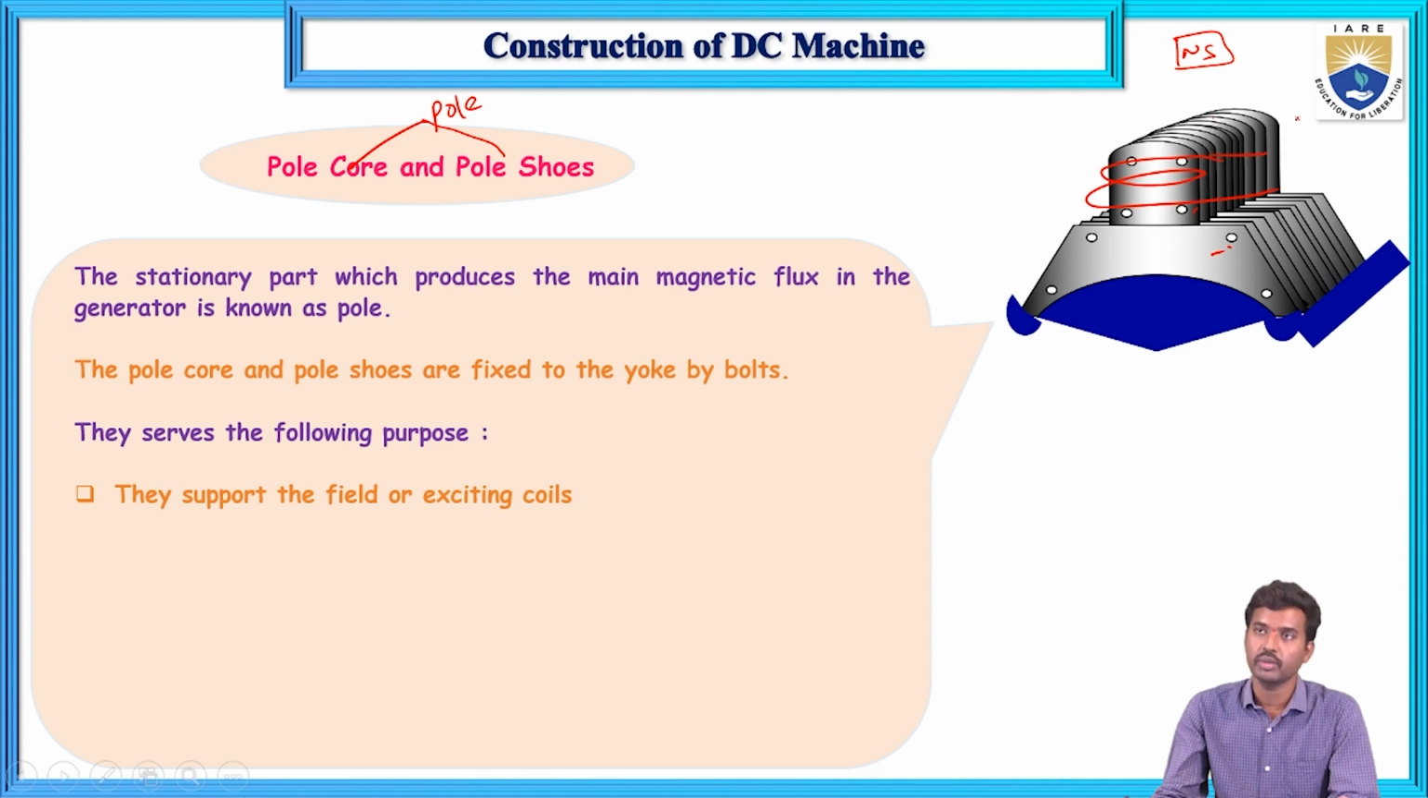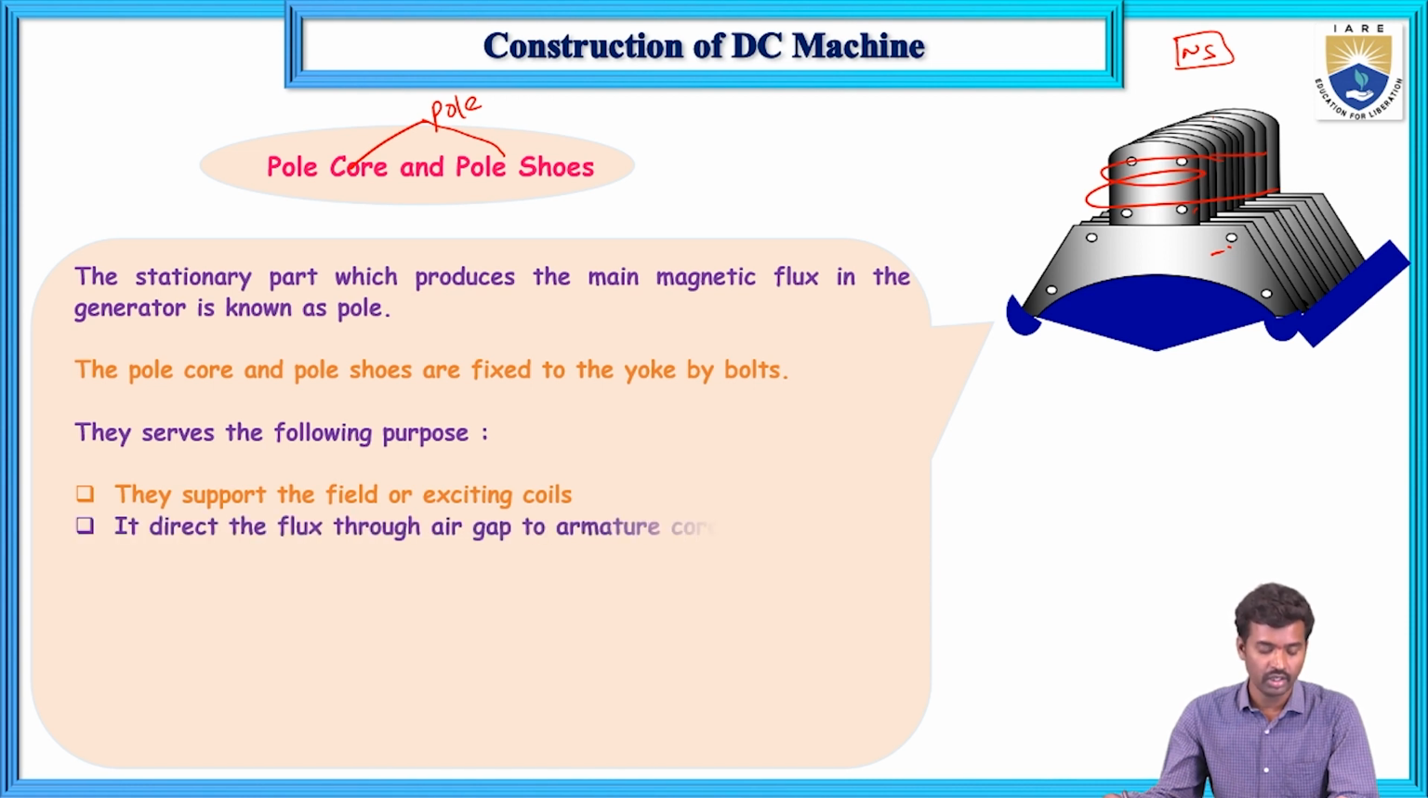So this field winding is in between the yoke and pole shoe. It carries the pole core. Pole core carries the field winding. It supports the field winding. Field winding means that is the exciting coil. Next, it produces the main flux and it directs the flux.